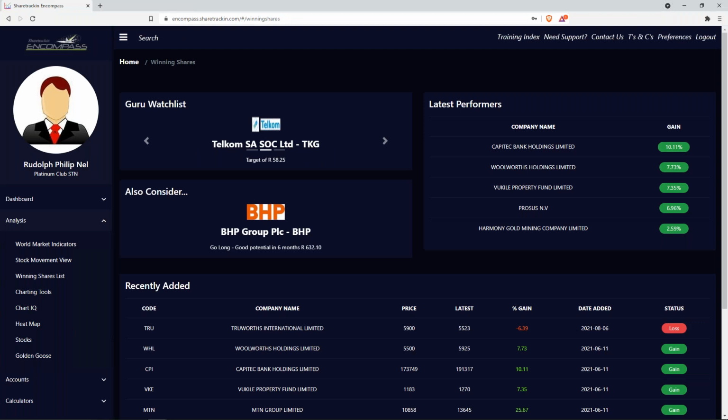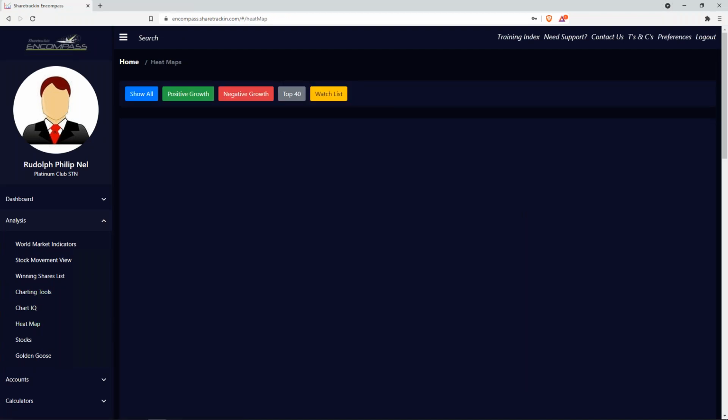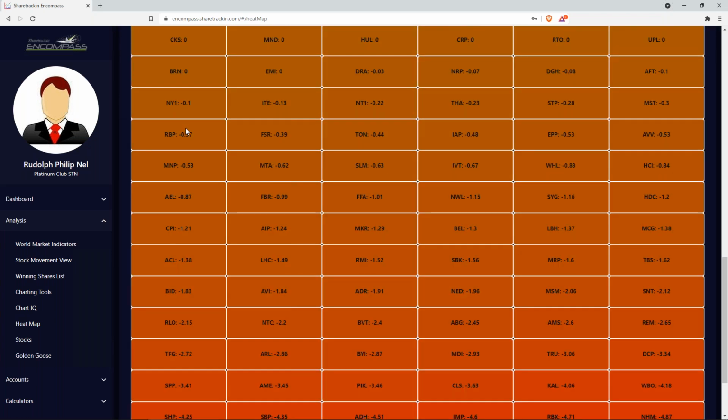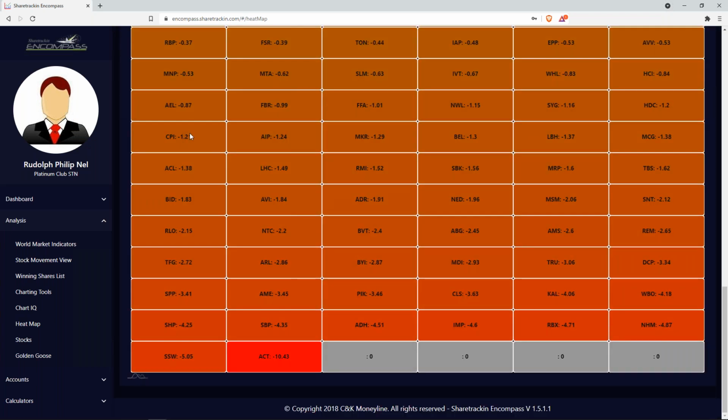All right. After that, you find your heat map. So your heat map will tell you which are your best shares for the day, and which are your worst shares for today. So show all, right at the top, will give you RHB. RHB has moved by 21%, and right at the bottom, you'll see that ACT has fallen the most for the day.